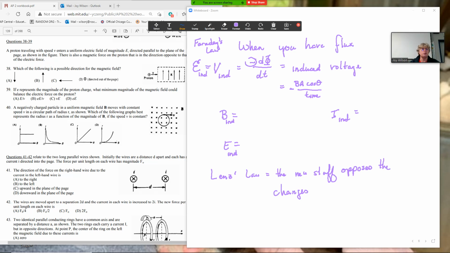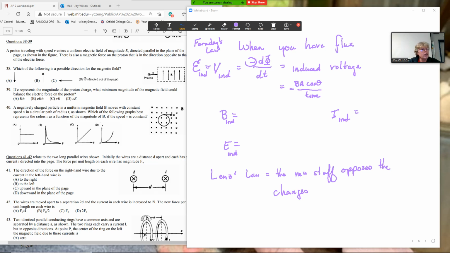The new stuff opposes the changes. So, let's do this. If my magnetic field strength went up, my new fields will be: a magnetic field that goes down, opposes the change, an electric field that goes in the opposite direction, a current that goes in the opposite direction, and a voltage that goes in the opposite direction of whatever you were doing to start with. So what we're going to do with all these problems is figure out how it starts, and then we flip it all because everything does the opposite.